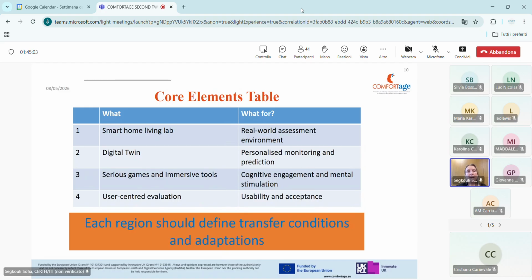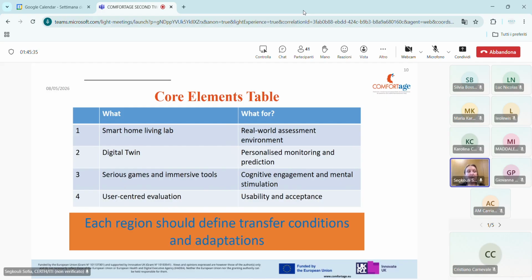What the core elements are: our pilot is built upon 4 core pillars that define its operational framework. First, the Smart Home Living Lab. This serves as a real-world assessment environment, allowing us to observe the behavior of the participants in a naturalistic setting.